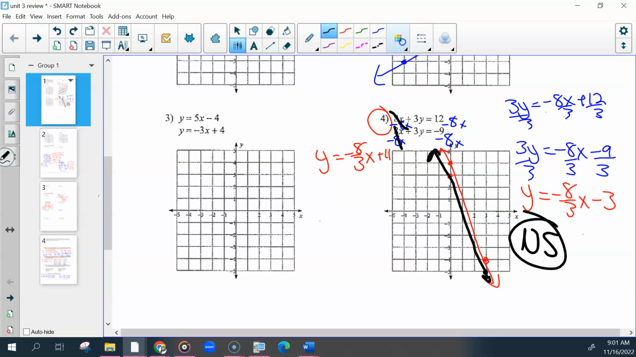Any other questions? Main thing is make sure you know the difference between substitution and elimination. Don't do elimination on substitution and vice versa. Word problems, make sure you define your variable and label. Set up your equations and solve.